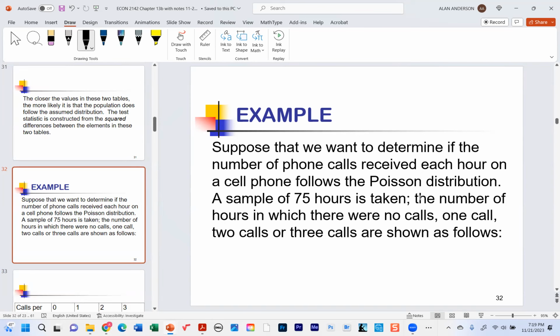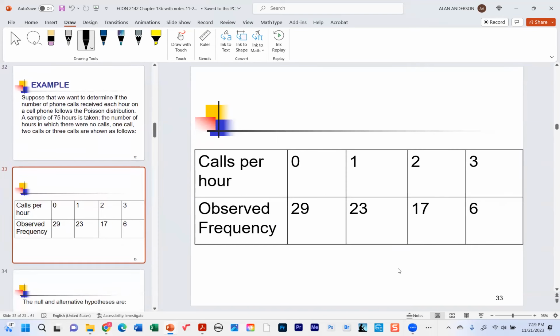So we want to know if the number of phone calls that we receive every hour on our cell phone follows the Poisson distribution. So we take a sample of 75 hours, and then we record how many phone calls there were in every hour. These are the results. So during that time, there were no calls 29 times, one call 23 times, two calls 17 times, and three calls 6 times. There were no cases with 4 or more calls. So these were observed frequencies.